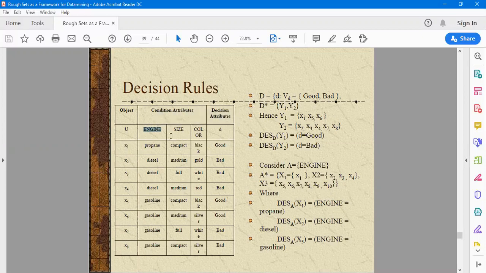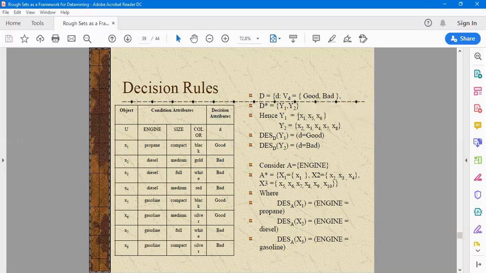Three. Similarly, if A is equal to size, how many domain values are there? Compact, medium, and full. That means here also three domain values. So how many equivalence classes would be there? Three. Okay. Similarly, here black, gold, white, and red, even silver. So there are five domain values. So if you consider color, you will have five equivalence classes. If you come to decision attributes, there are two domain values, so two equivalence classes, and we name them Y1 and Y2 over here.